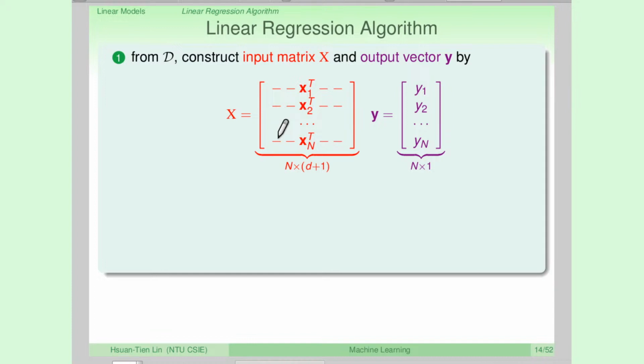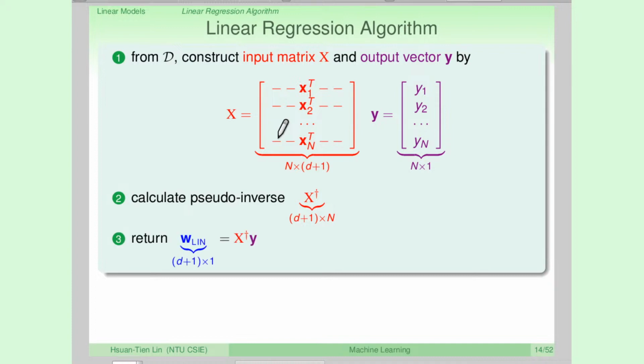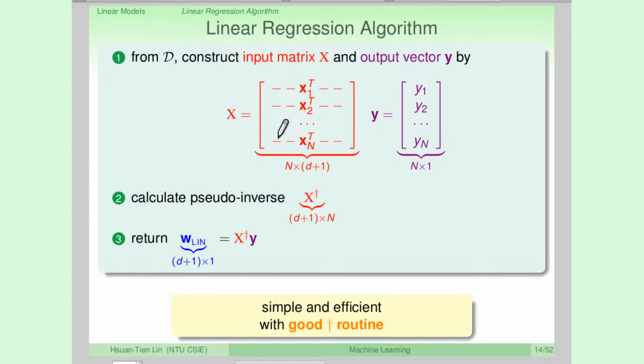Now, this leads us to the linear regression algorithm. You have a data set, and from the data set, you can construct two matrices, or one matrix and one vector: the input matrix and the output vector. Then you can compute the pseudo inverse from the X matrix, and then get your resulting linear weights, the weights that represent the best hyperplane, by X dagger, the pseudo inverse, multiplied by Y. This is a simple and efficient algorithm with a good routine for calculating the pseudo inverse. That's the linear regression algorithm.